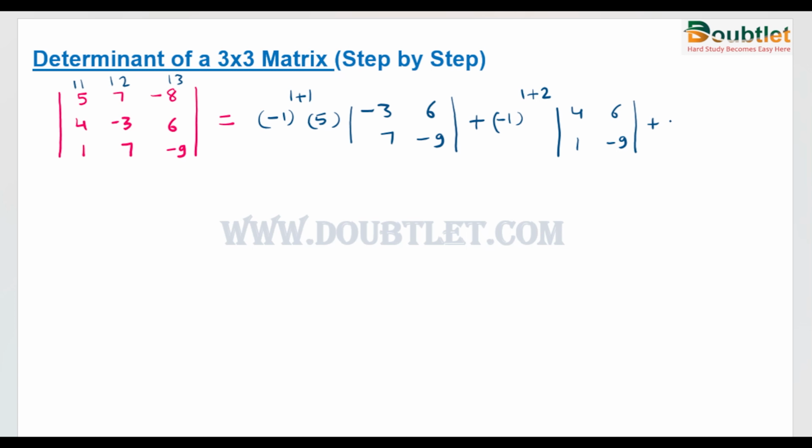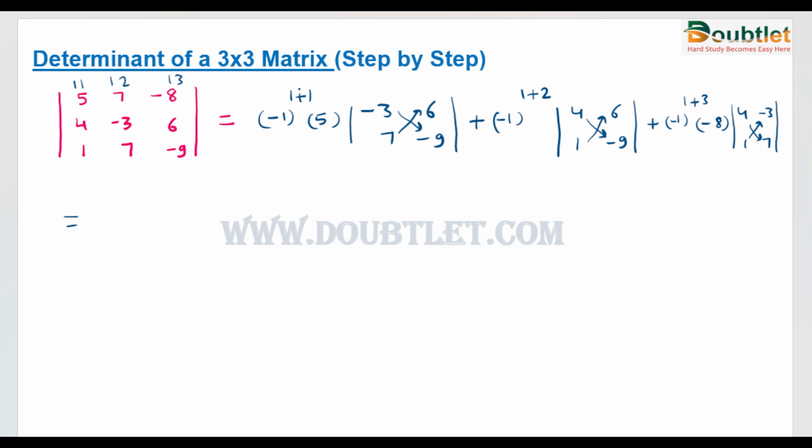Then again plus, we write minus 1 to the power 1 plus 3, and here the third element, that is minus 8. If we cancel out the third column in the first row, then what will remain? This will be 4, minus 3, 1 and 7, and we have to find the determinant. To find the determinant of this 2 cross 2 matrix, we multiply in this order and solve this.